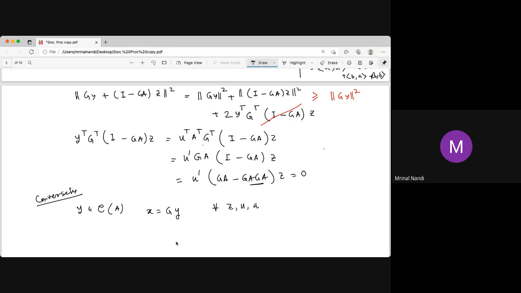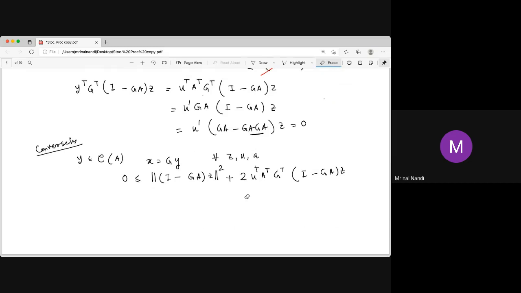This is 0 less than or equal to, you know, norm is always positive, greater than or equal to 0. So this square plus that part, this is transpose actually, A minus GA Z. This is for only Z and U.